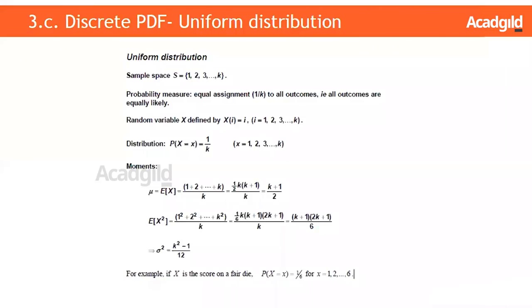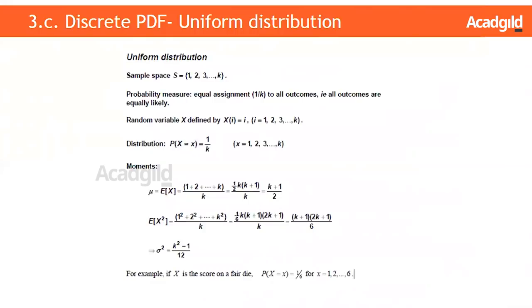So what's a discrete probability distribution? What's a uniform distribution? A uniform distribution is a discrete probability distribution where the probability of getting any value is uniform. It is the same. Can you think of the most common example?